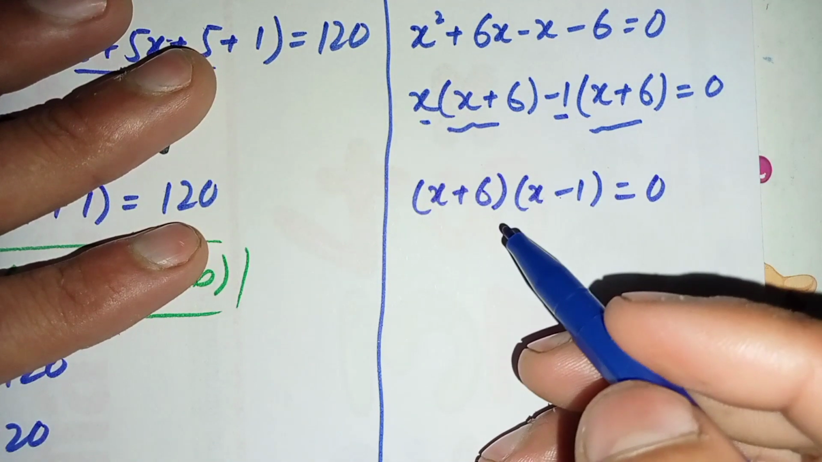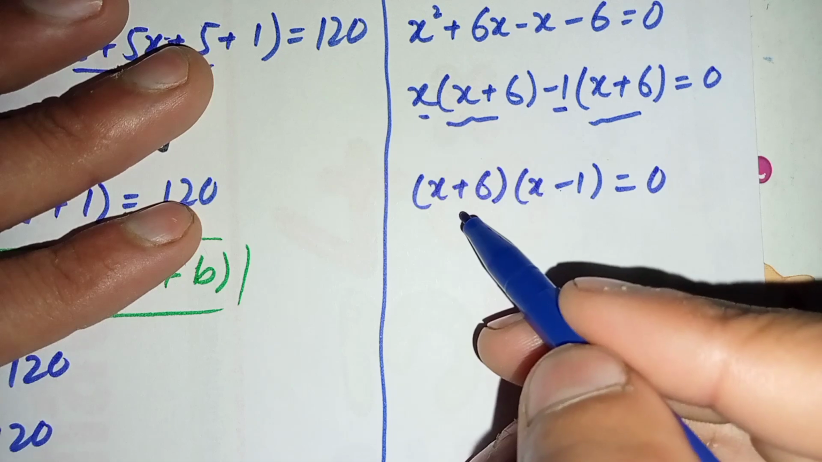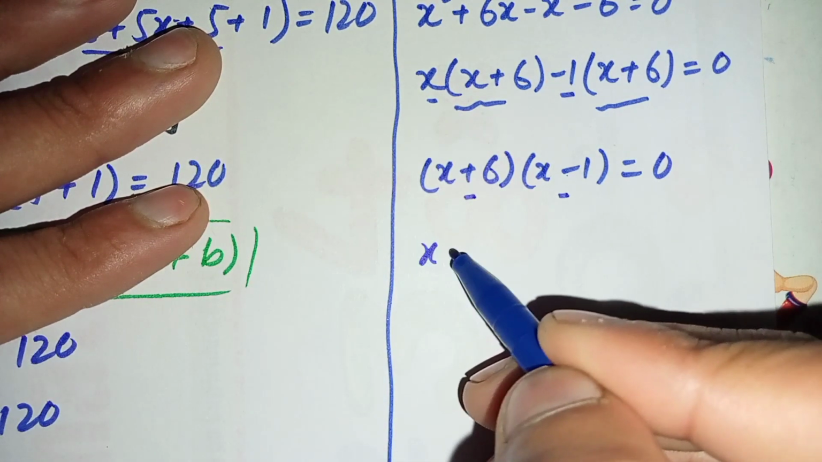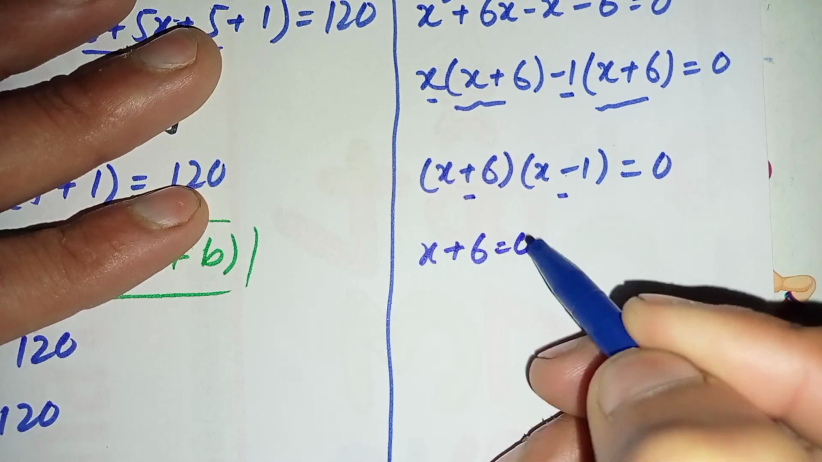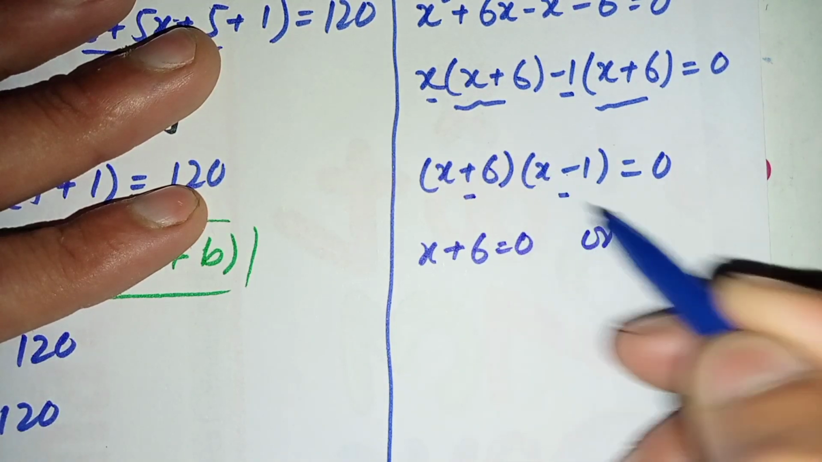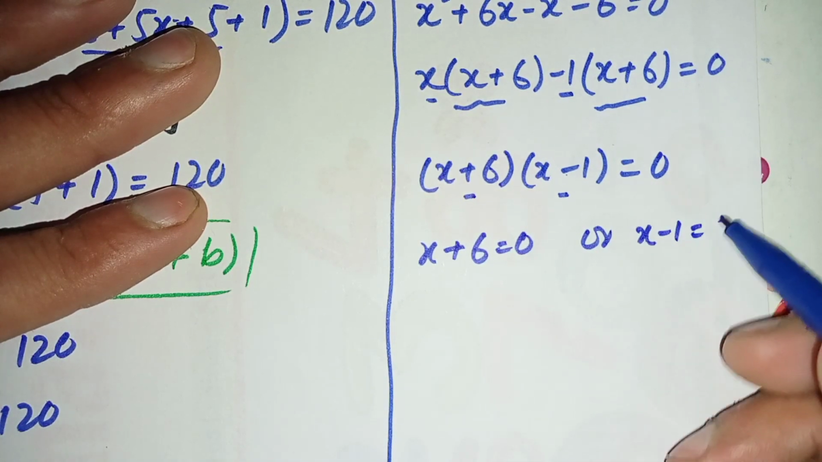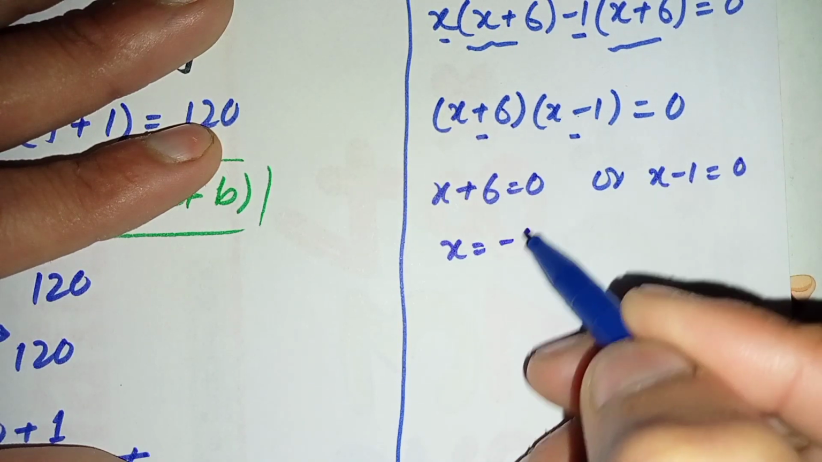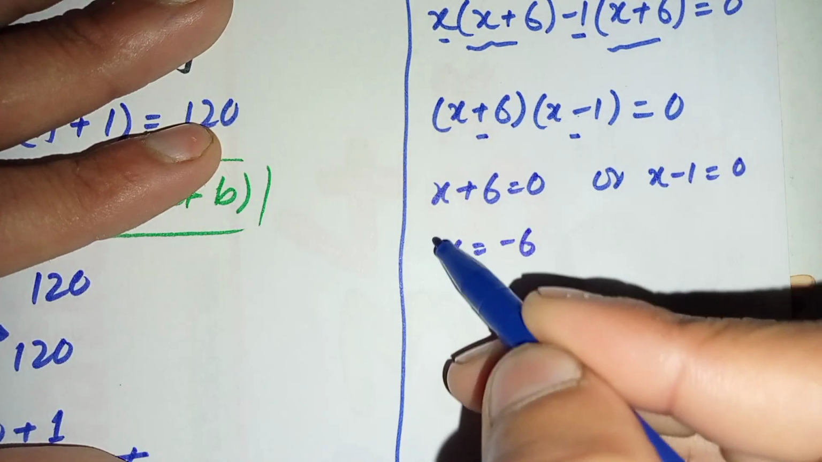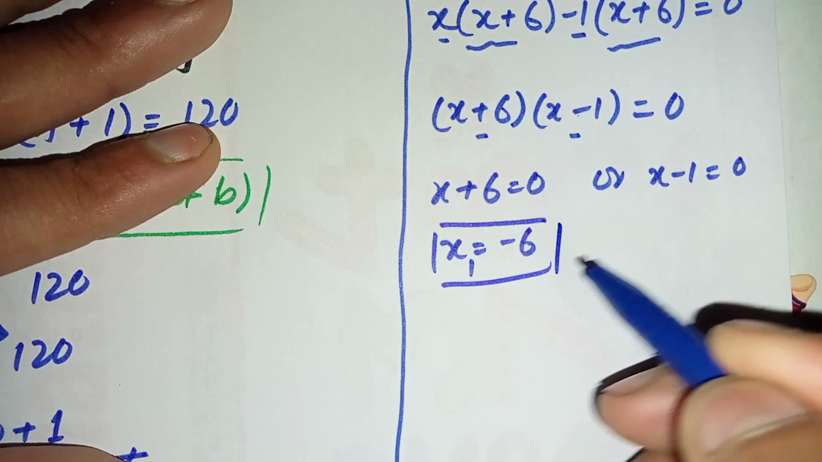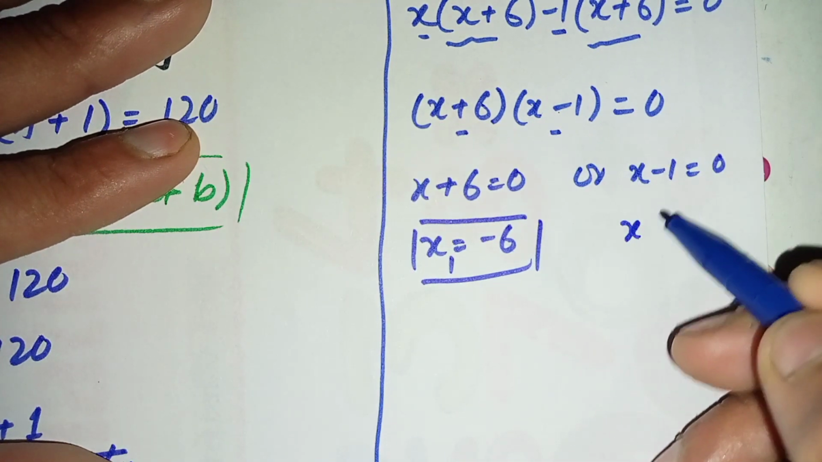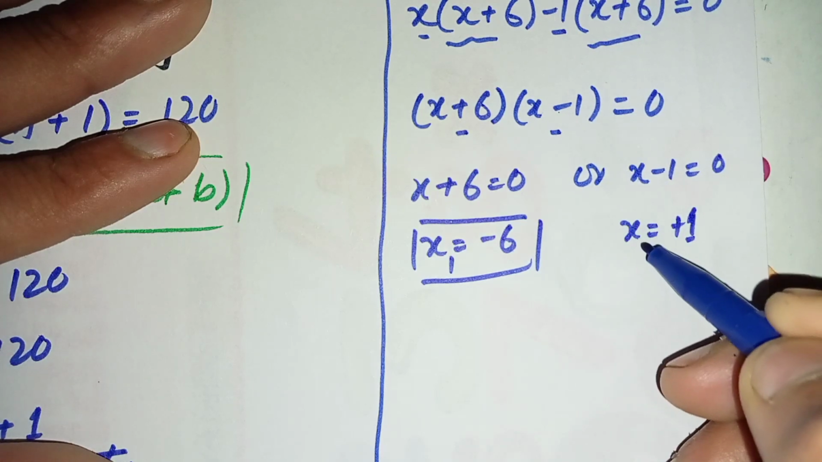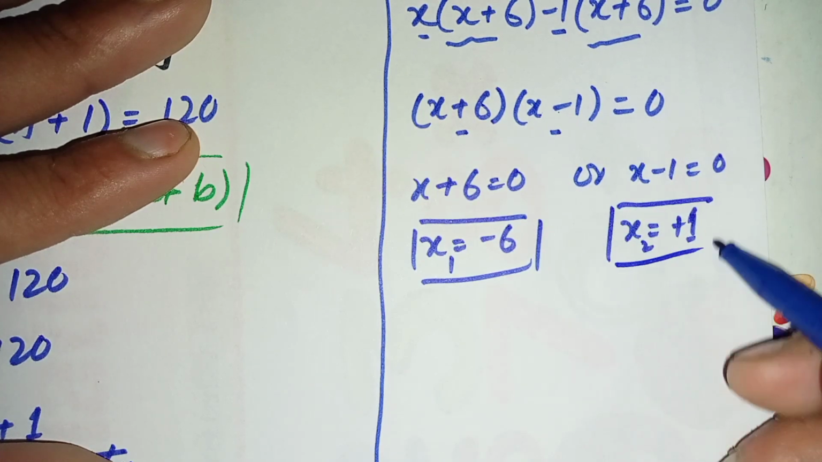Now since the product of these two expressions is 0, so either this expression will be 0 or this one will be 0. So from here we will get two values of x: x plus 6 is 0 or x minus 1 is 0. So it will become minus 6. So x1 is equal to minus 6. This is our first root, and here x is equal to plus 1. So this is our second root.